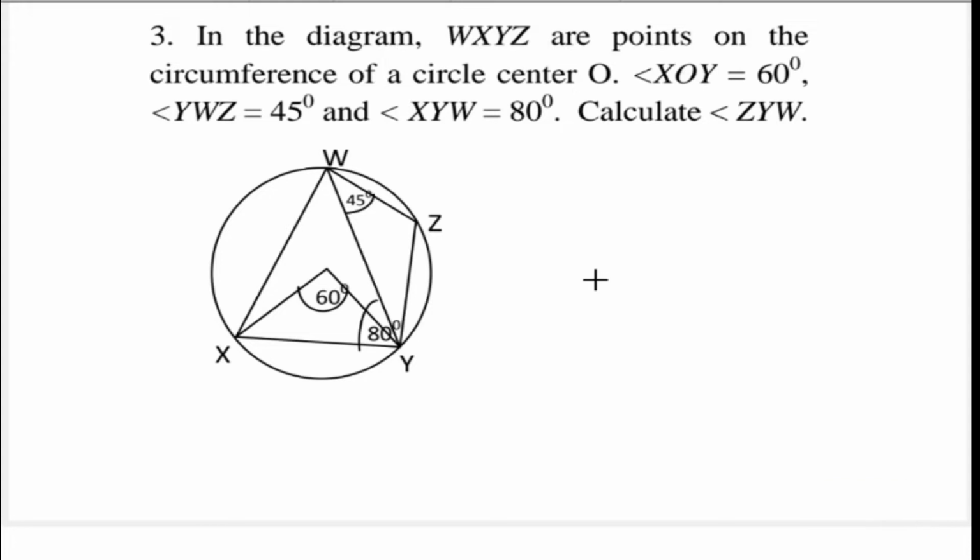In our study today, we are just solving a quick question, and the question says, in the diagram, W, X, Y, Z are points on the circumference of a circle, center O. Angle XOY is 60 degrees. Angle YWZ is 45 degrees. And then angle XYW is 80 degrees. Calculate angle ZYW.